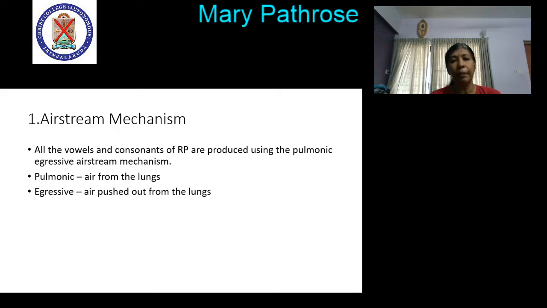We have two types of pulmonic airstreams, the ingressive pulmonic airstream and the egressive pulmonic airstream. By ingressive airstream, we mean the air that is pulled into the lungs, and by egressive pulmonic airstream, we mean the air that is pushed out from the lungs. All the speech sounds of RP are produced using the pulmonic egressive airstream mechanism.